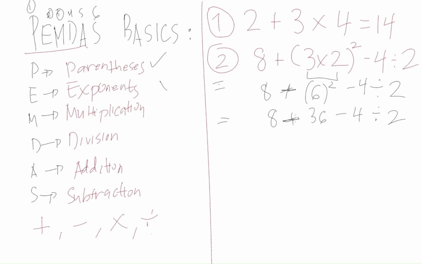Now, let's look at the operations that we have. According to our rule, division comes first before addition and subtraction. So we have to first divide the 4 and the 2 together. So 4 divided by 2, that is 2.